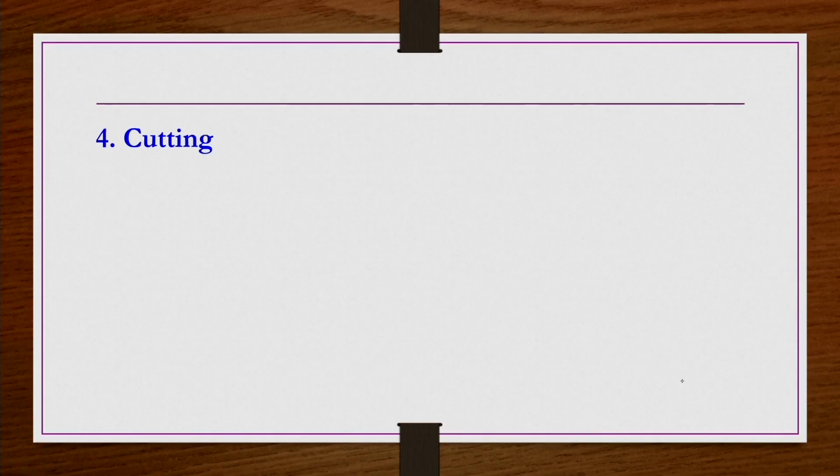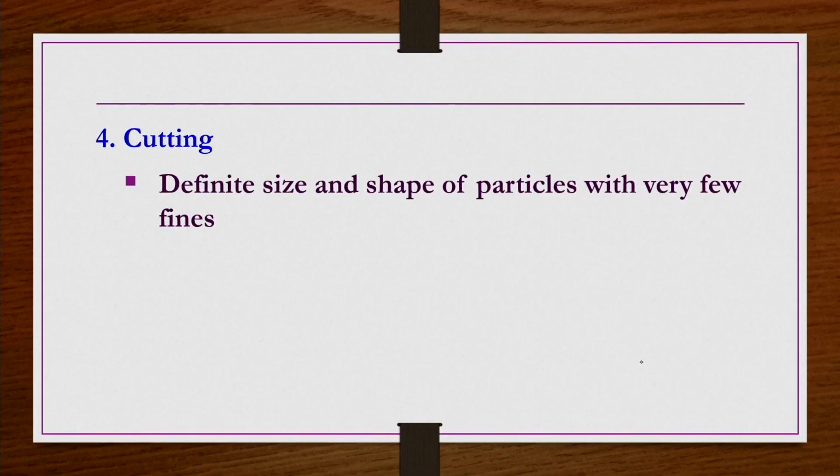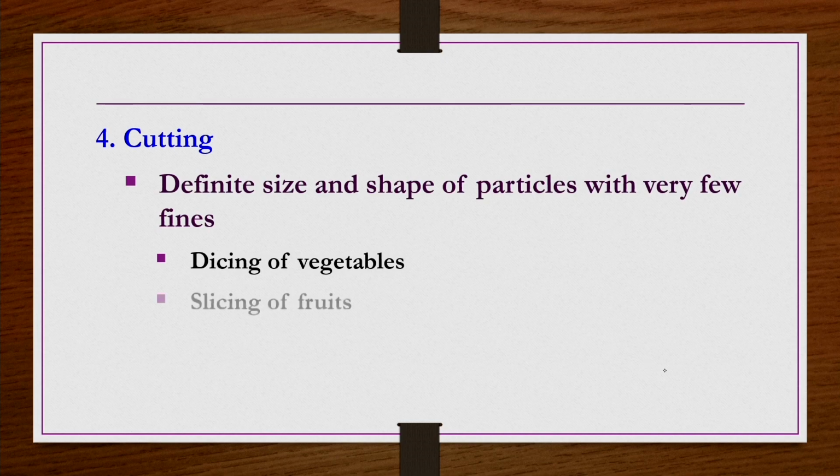The fourth one is cutting. Cutting is applied when you need very specified size or shape of the particles, and it is in general product oriented. If you pack the product in a specified size and shape after the reactions or whatever process has been taken, then cutting is very much essential. It provides definite size and shape of particles with very few fines or almost no fines. Applications are found in many industries, plastics and others, but food processing industries also have plenty of applications, like dicing of vegetables, slicing of fruits, mincing of meat, etc.